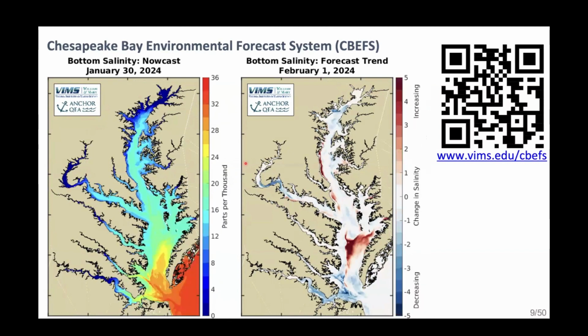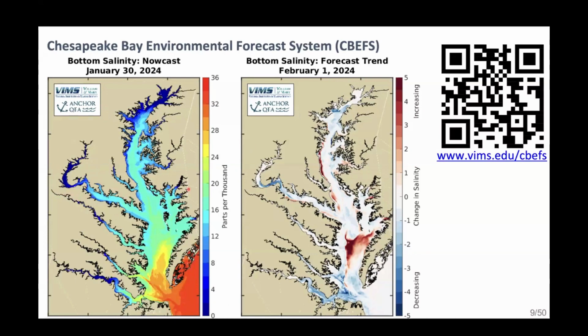Here's another example for salinity. So on the left, again, the nowcast of January 30th for salinity this time. What you, of course, have is that the salinities are higher near the Atlantic compared to the upper reaches where you typically have fresh water.